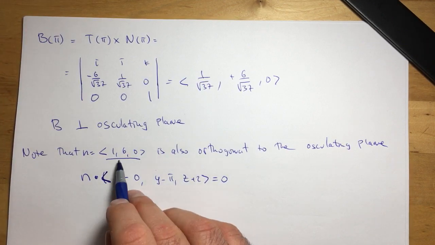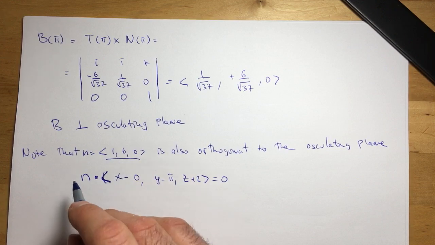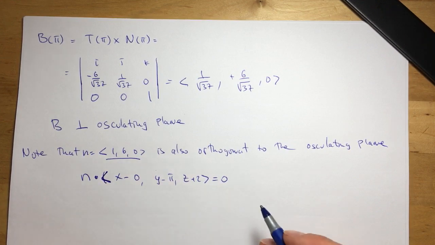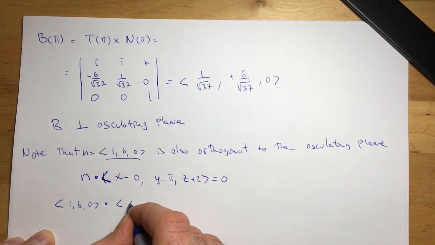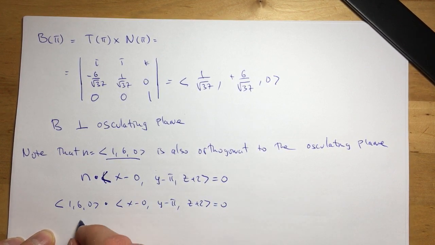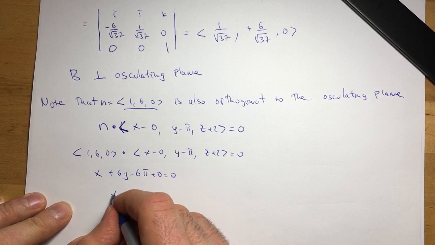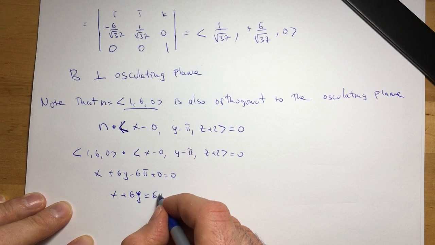Now this vector n is not a unit vector. It doesn't have length 1, but that's not necessary when we're looking for a vector orthogonal to a particular plane. So I have 1, 6, 0 dot product x minus 0, y minus pi, z plus 2 equal to 0. That's x, 1 times x is x, plus 6y minus 6 pi, plus 0 is equal to 0. Or finally, x plus 6y is equal to 6 pi.